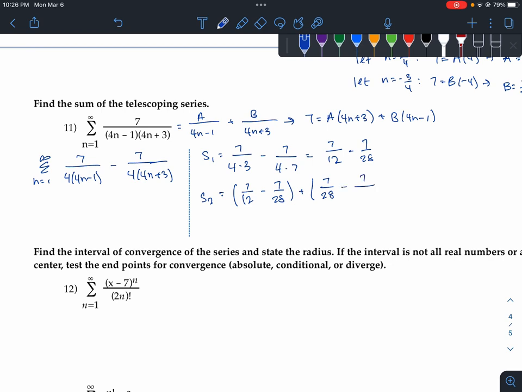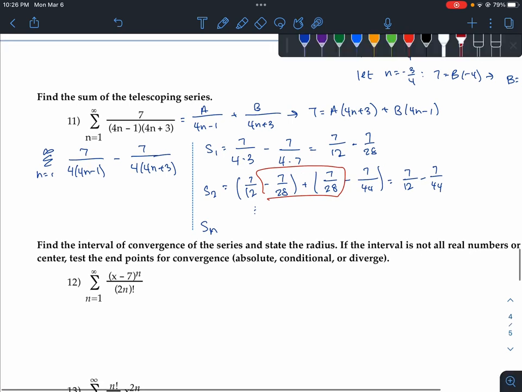Minus 7 over, so if I plug in 2 here, that's going to be equal to 8 plus 3, which is 11, times 4, so 44. And so this is going to be equal to, you can see here, that those two are going to cancel out, so you'll have 7 over 12 minus 7 over 44. And if you continue the process, you'll discover that the inside terms will always cancel, thus making it a telescoping series. And so the only term that stays is this term right here, and this term always gets smaller.